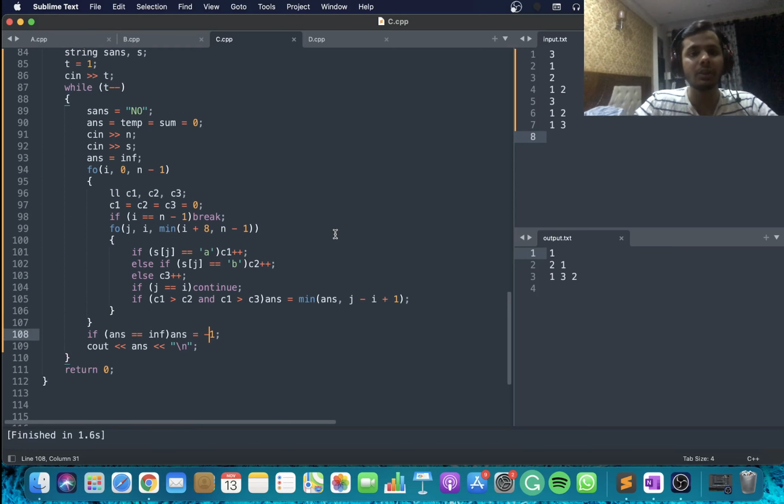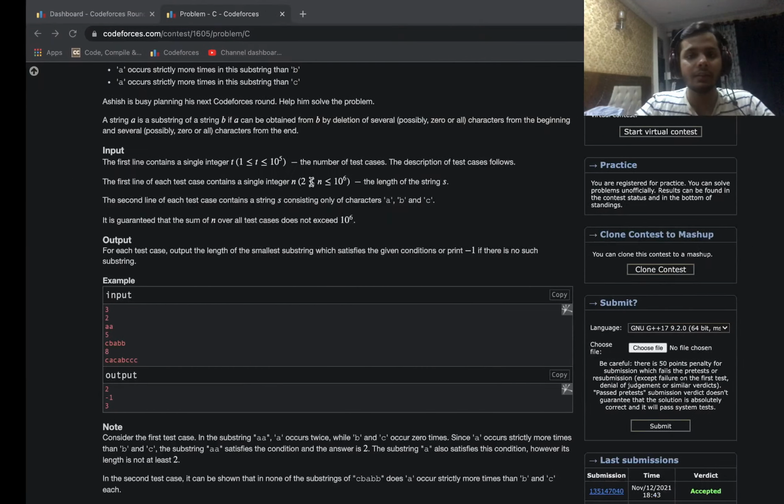So yeah, that is pretty much it for problem C. Again, you have to be good in your observation skills to solve this problem quickly, and that will surely give you an edge over others. So that is it for problem C.